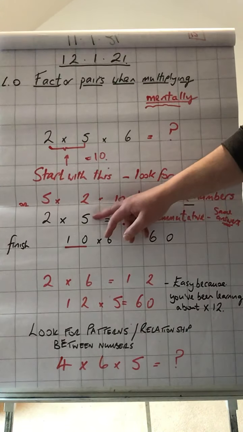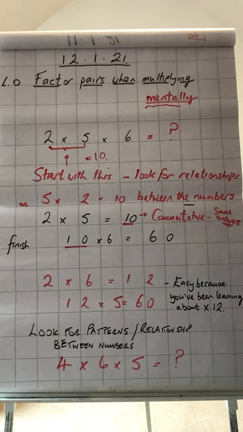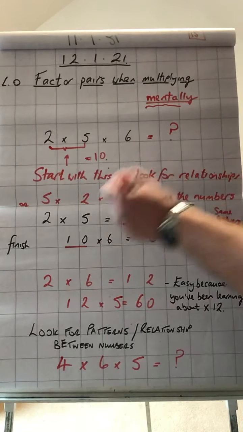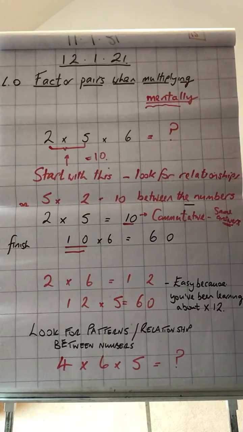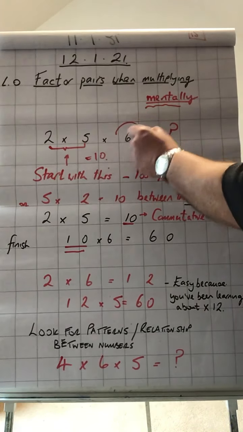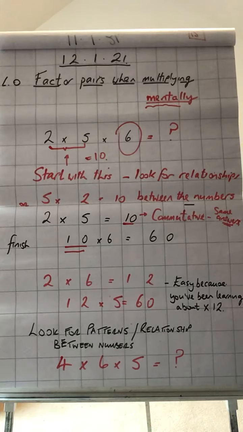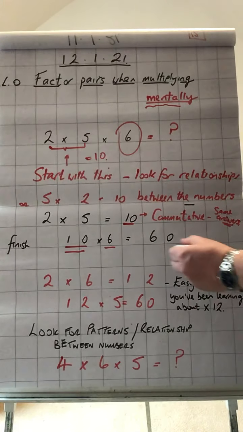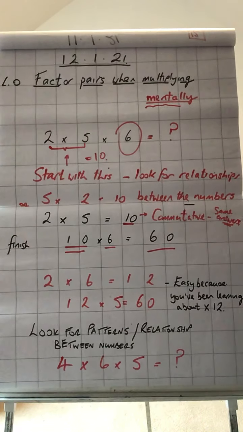So we need to work out the answer for that first multiplication. If we multiply 2 and 5 together, we get 10. So that's part 1. Do part 1 first. We are still left with the number 6. We need to multiply the first answer by 6. So it's simply 10 times 6, and it equals 60. That's how straightforward it is.